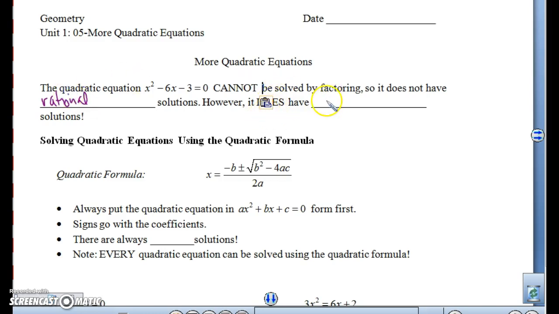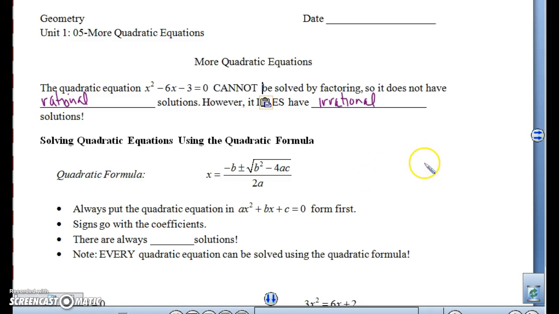However, it does have irrational solutions. Irrational solutions means the answer is going to have a square root in it, probably. So, when you work with these problems, they can be solved using the quadratic formula. We learned that back in Algebra 1, so it's been a while.